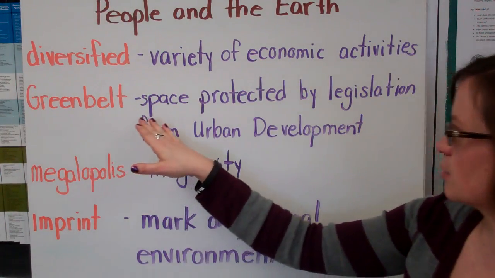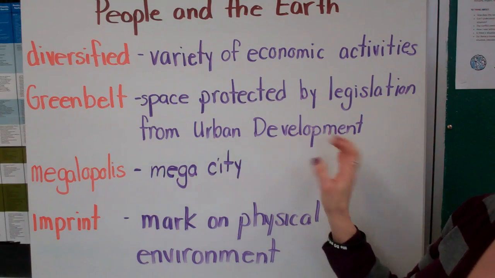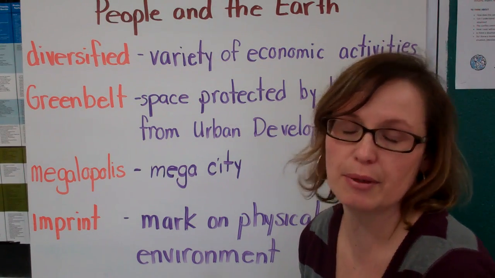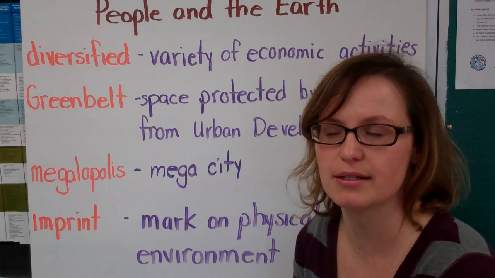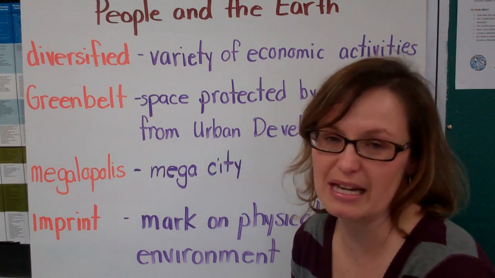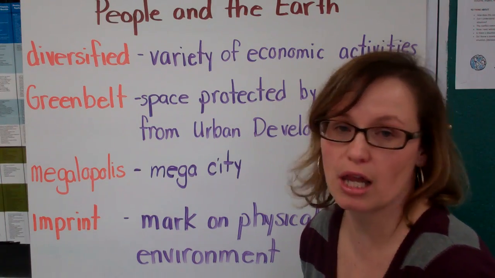Greenbelt. Greenbelt is space protected by legislation from urban development. This is areas of land that is protected by the government from future development. And it's normally parks, or you'll see pathways. It's usually maintained by the city, and you're not allowed to build on it.